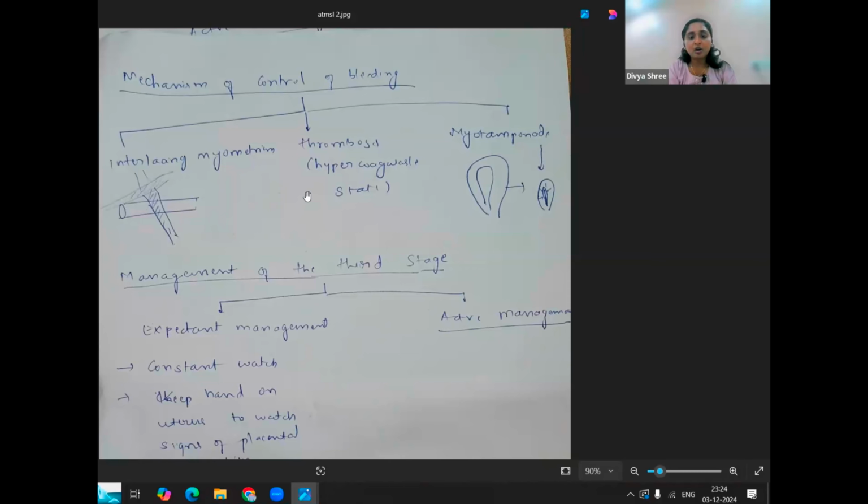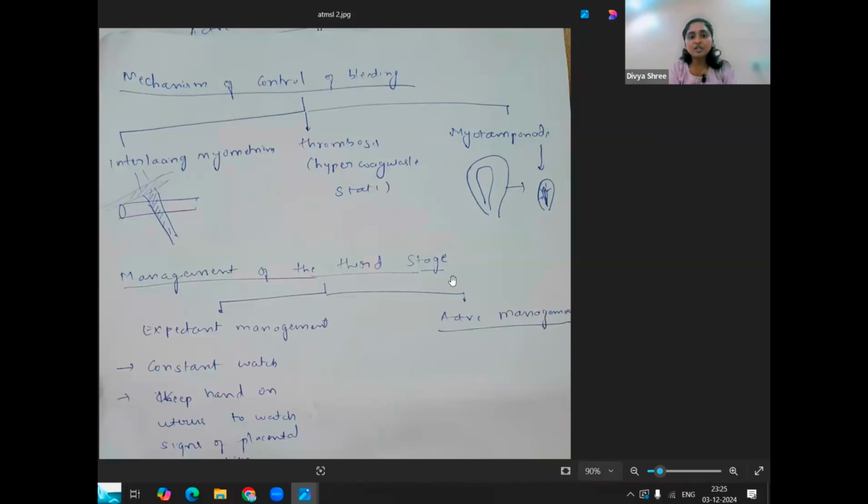The second cause will be thrombosis. Because pregnancy is a hypercoagulable state, the leaking blood vessel over here will stop on its own because of the thrombosis present in the body. Third will be the myotamponade. What is myotamponade? Whenever the two surfaces of the uterus oppose each other, they cause pressure on each other's surface, which will lead to control of the bleeding.